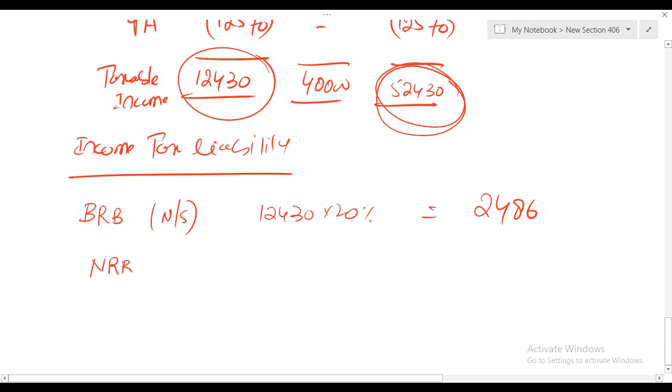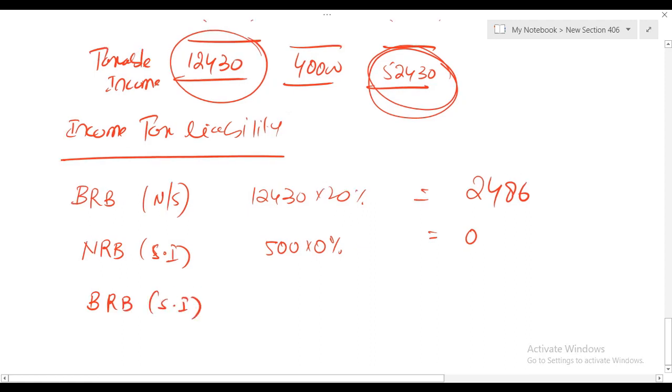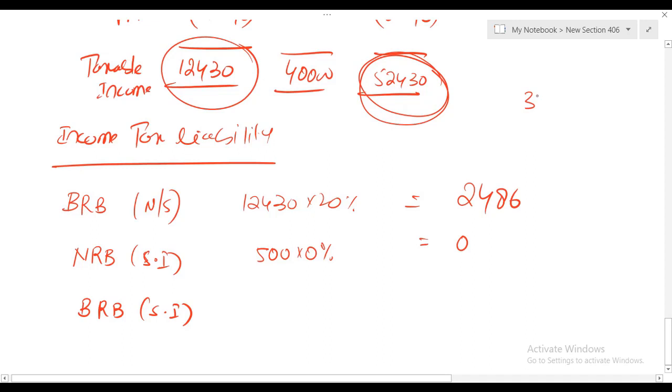Nil rate band, saving income: 500 into 0%, obviously 0. Now let's see how much space is left in the basic rate band, saving income. The limit of the basic rate band is 37,700. Out of that, we have consumed 12,430, and then we consumed the 500.